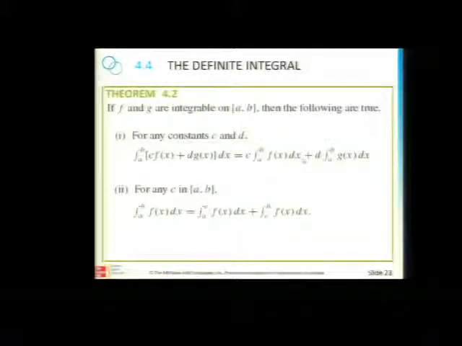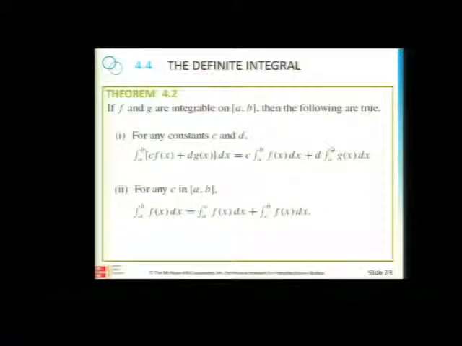We did that a while ago for the indefinite integral. But for the definite integral, it's the same thing, except now the two terms are also definite integrals. The first one, x from a to b. The second one, also the same, from a to b.